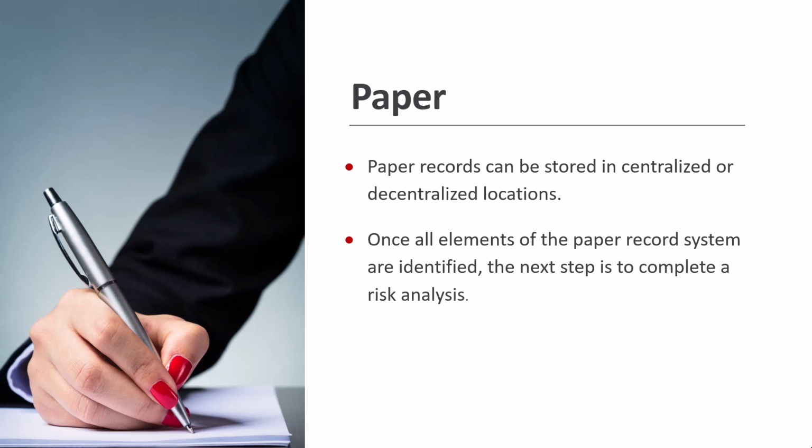For example, what is the process for sending records to archives? How are boxes labeled? What is the process for document destruction? Do you use an outside company? Once all elements of the paper record system are identified, the next step is to complete a risk analysis.